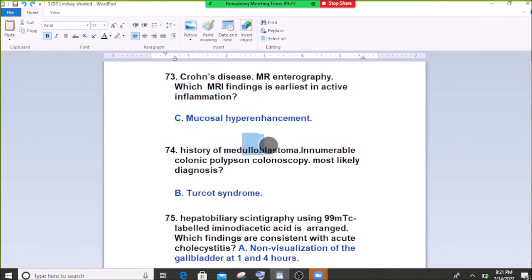74. History of medulloblastoma, innumerable colonic polyps on colonoscopy, most likely diagnosis Turcot syndrome. Medulloblastoma plus colonic polyps is Turcot syndrome.